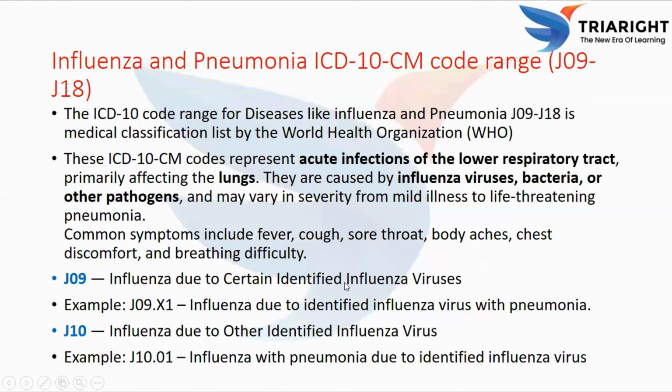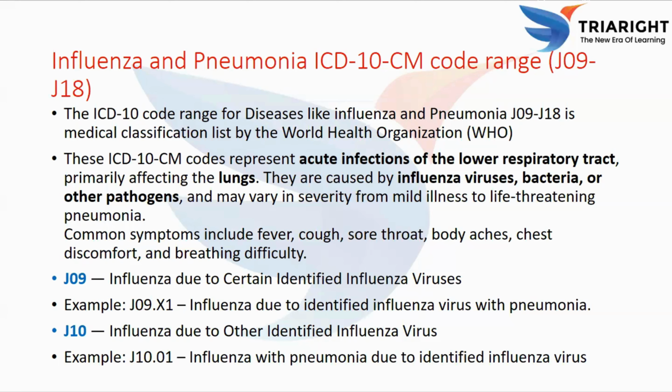And then coming to J09 to J18, what are they? ICD-10-CM code ranges for influenza and pneumonia. These ICD-10-CM codes cover acute infections of the lower respiratory tract, mainly affecting the lungs. What are these infections caused by? Viruses like influenza, bacteria, and other germs. The severity can range from a mild flu to serious pneumonia.